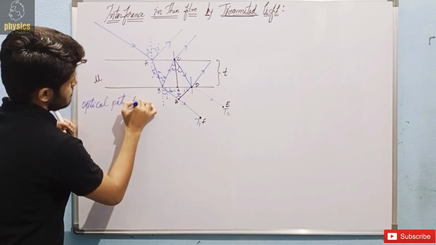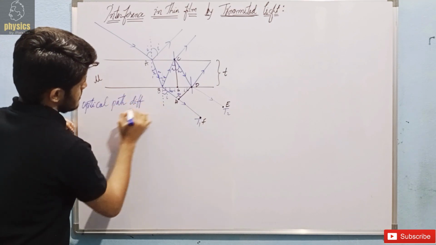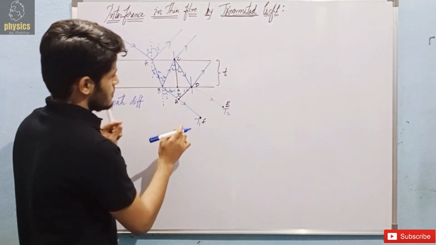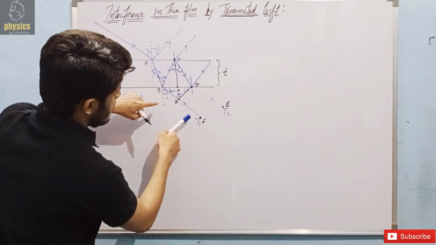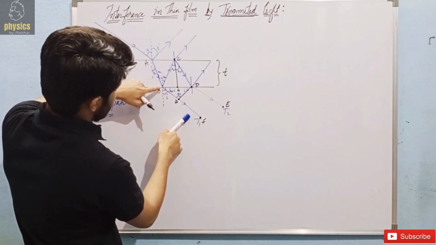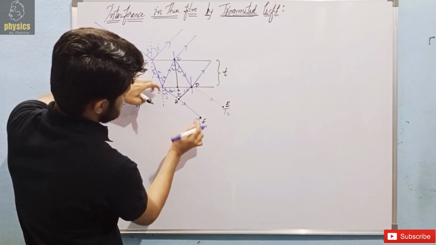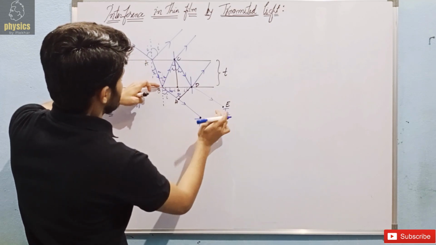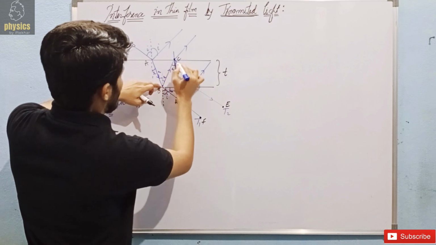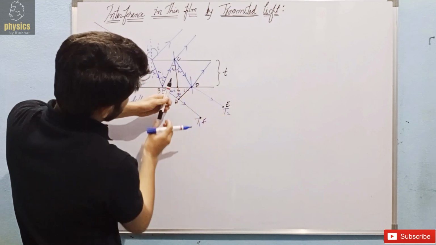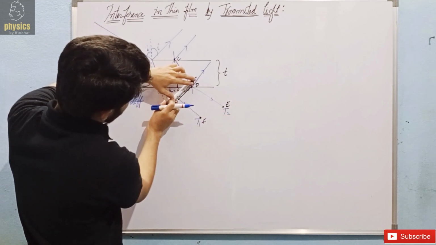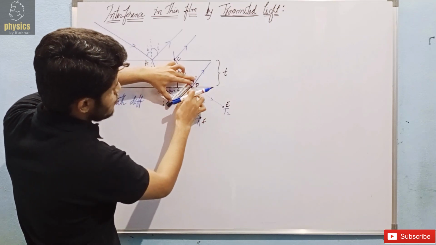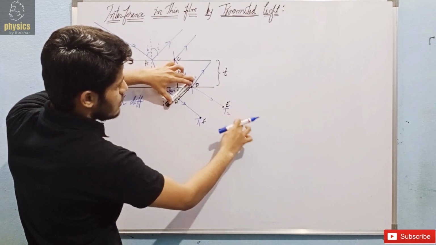The optical path difference is the distance. You see, this transmitted light ray is traveling this much distance, and the other transmitted ray 2 is traveling a bit longer distance. So till this point, if we find out, there is no path difference. After these 2 points, they will travel the equal distance.